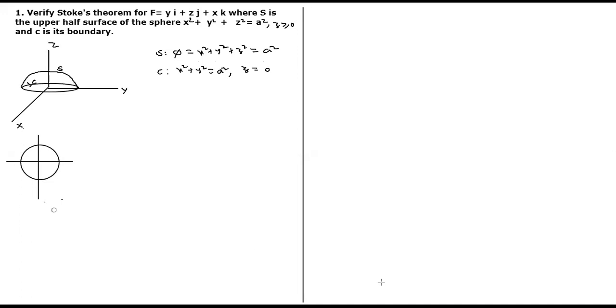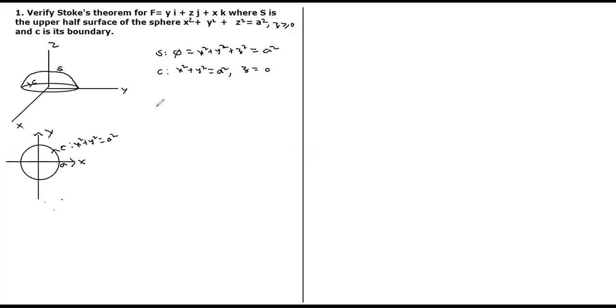So this is the two-dimensional view of the boundary. On this circle, you have an upper hemisphere. So this is C, radius is a. So this is x square plus y square equal to a square. So now the question is asked about verification of Stokes theorem.